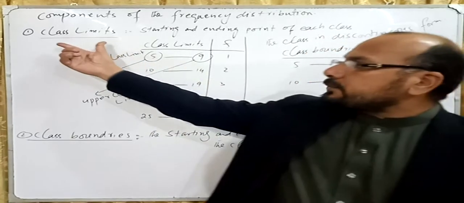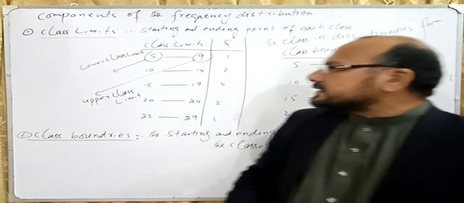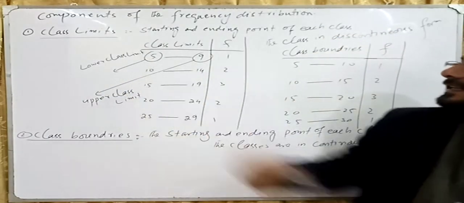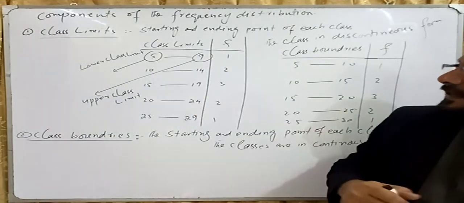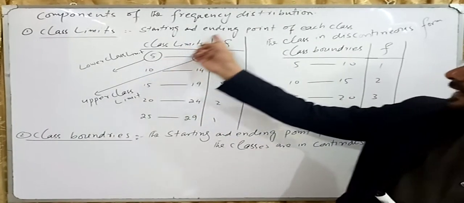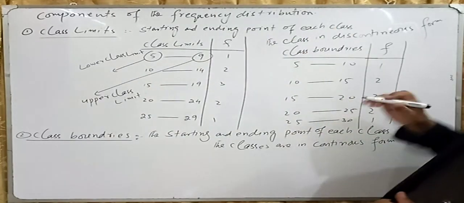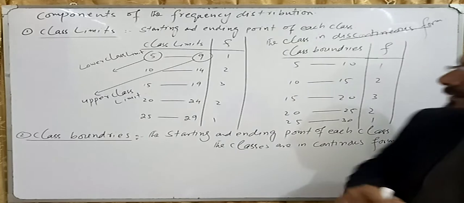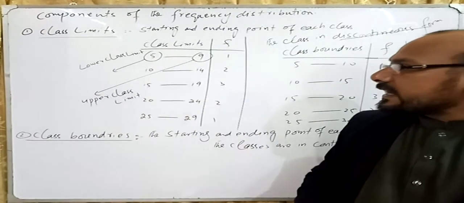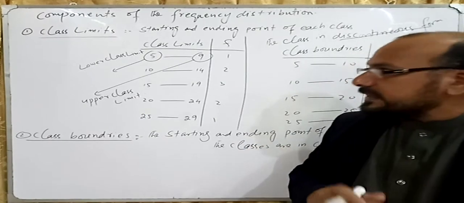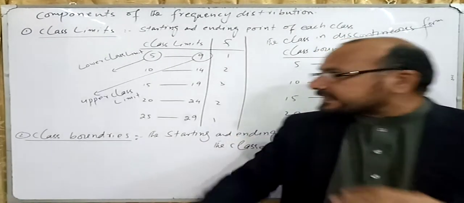The first component that we have is class limit. Class limit means the starting and ending point of each class. The starting point and ending point of each class is called class limit when the classes are in discontinuous form. The classes are in discontinuous form means that the classes are not in continuous form, there is no continuity. What is the difference between continuity and discontinuity?